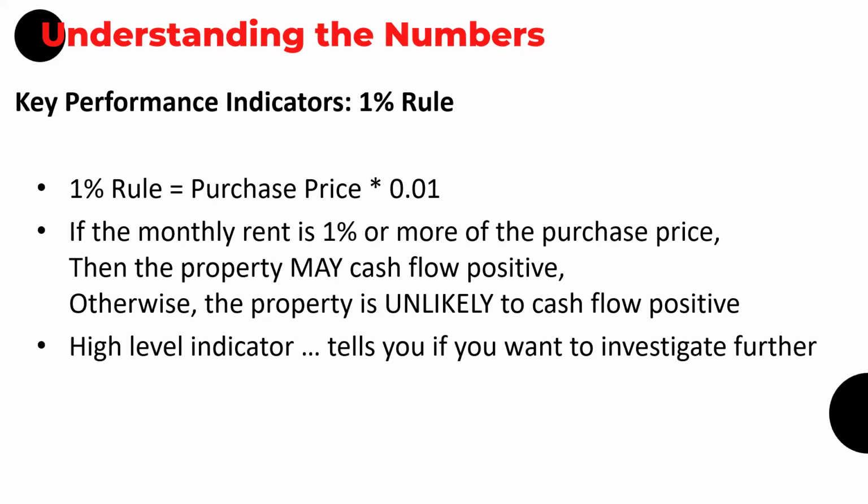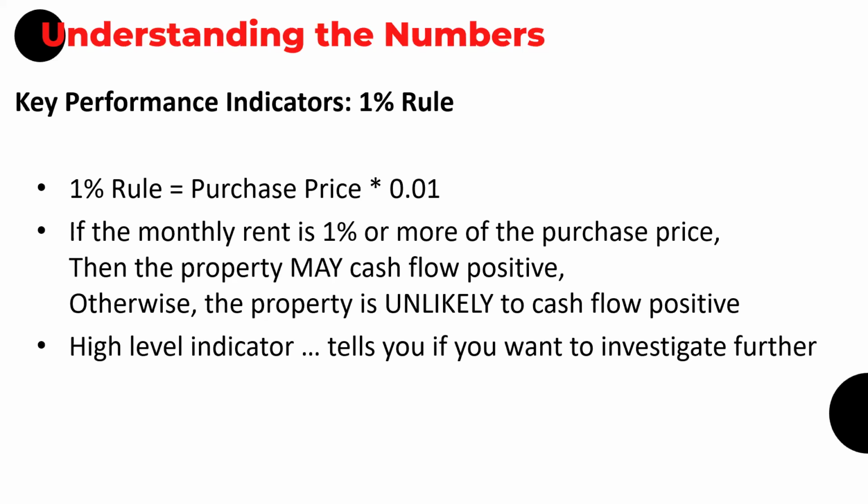Your 1% rule is one of your most basic key performance indicators. It's essentially just the purchase price times 1%. So if the monthly rent is 1% or more of the purchase price, then the property may cash flow positive. Otherwise, the property is unlikely to cash flow positive. It's a really high level indicator and it tells you if you want to investigate further.